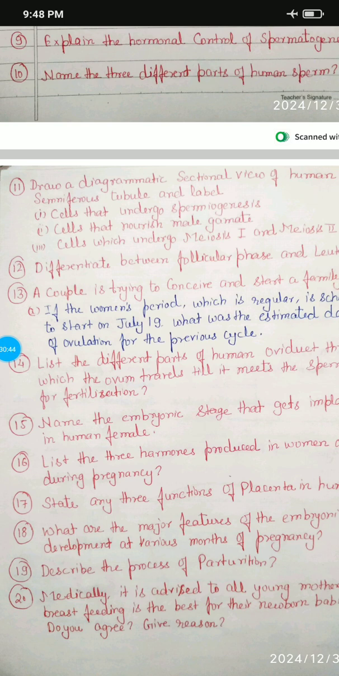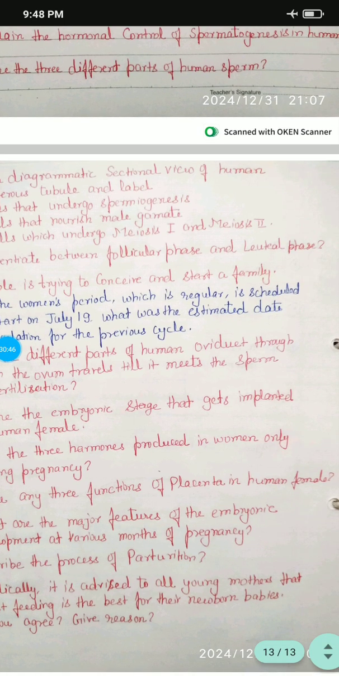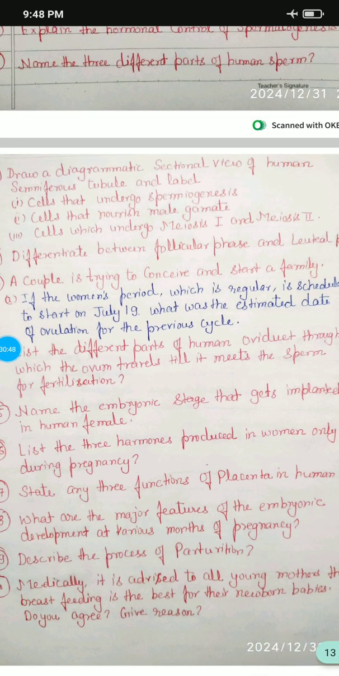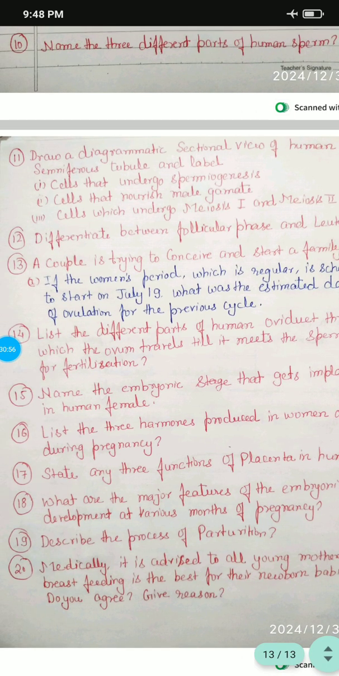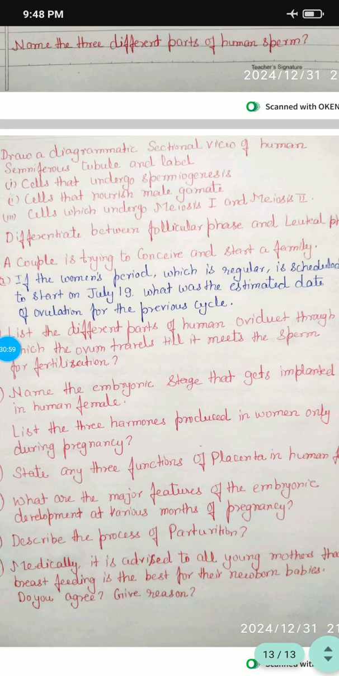Now 16: there are three hormones produced in the woman only during pregnancy. Write the three functions of the placenta in the human female. What are the major features of embryonic development at various months of pregnancy? All the months I will dictate here. Describe the process of parturition.